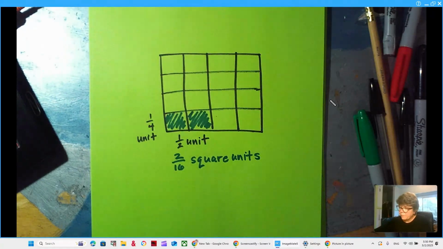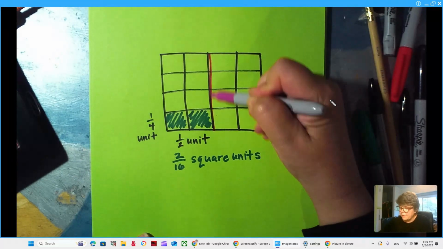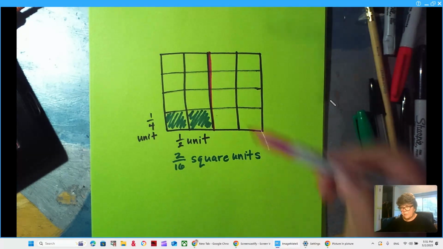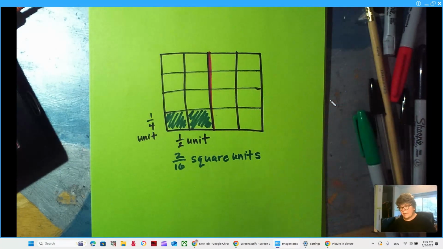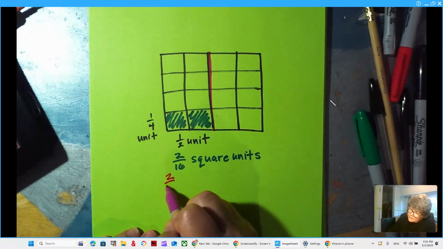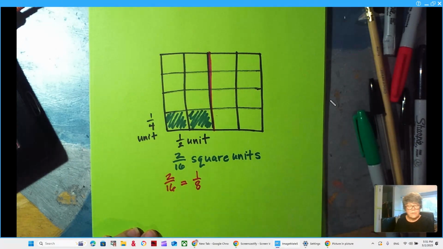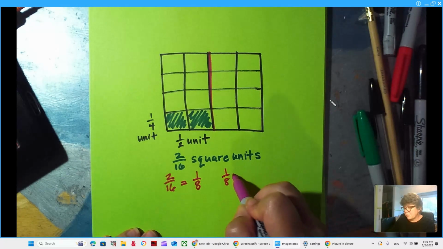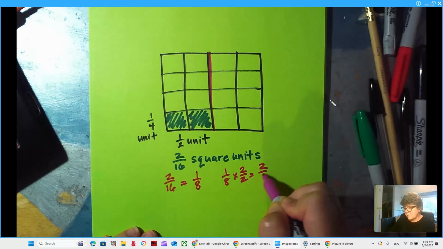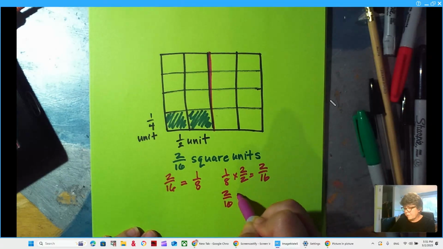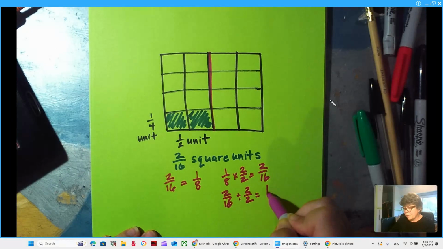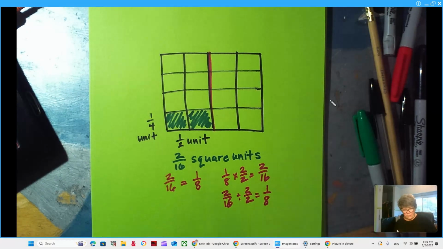You know what? Let's think about, we'll just kind of overlay, right? All they did was they broke it into more parts, right? And 2/16 is equal to 1/8, right? Because 1/8 times 2/2 is equal to 2/16. 2/16 divided by 2/2 is equal to 1/8, right? So this is just broken into more pieces. All right, I hope you can see that. Very good. And like I said, it's very similar to what we did when we were multiplying fractions.